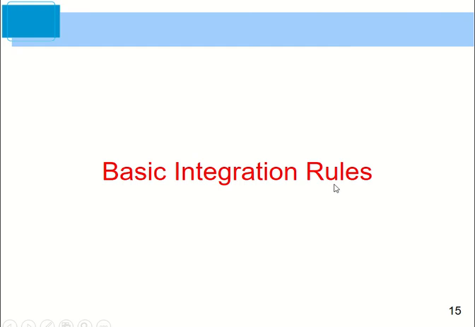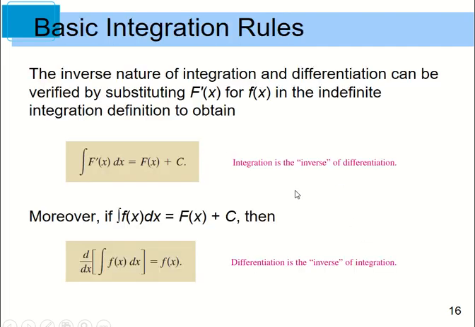Okay, so now after we know the symbol we use for integration, we are going to learn the basic rules for integration. There are two concepts we need to know. The first is that integration is the inverse function of differentiation.